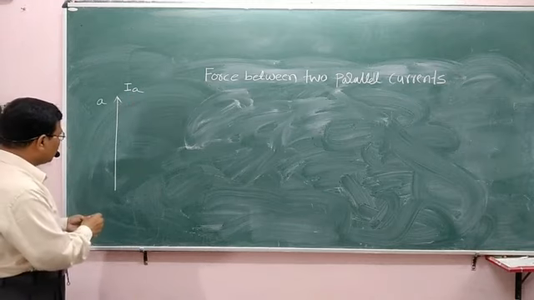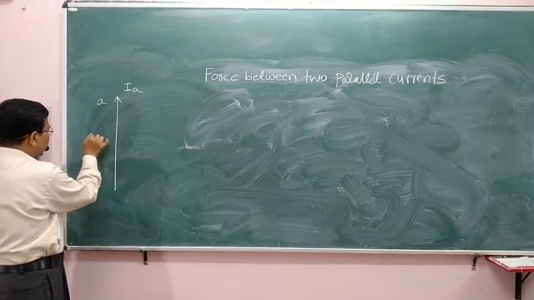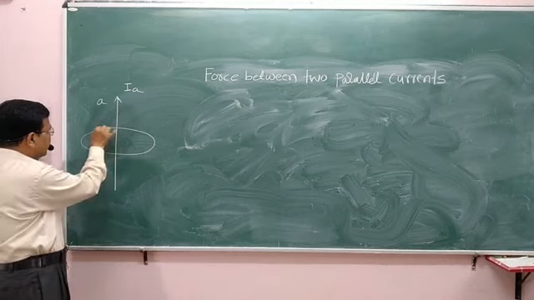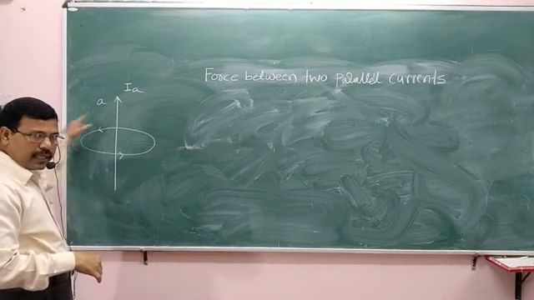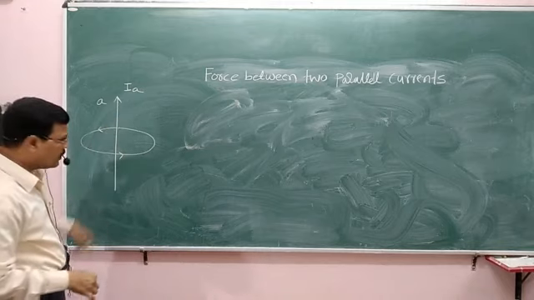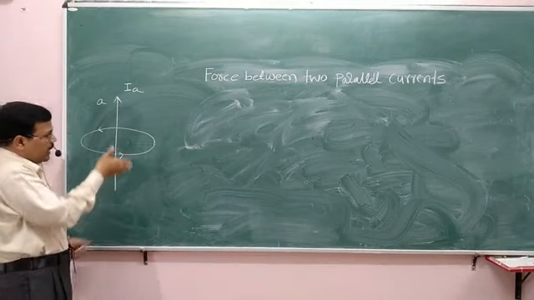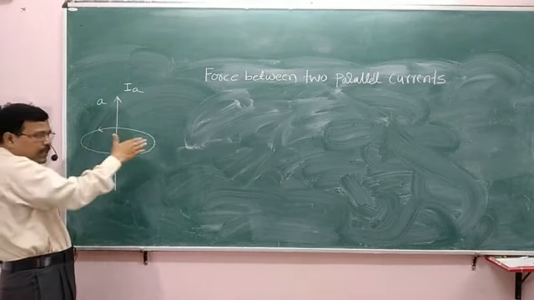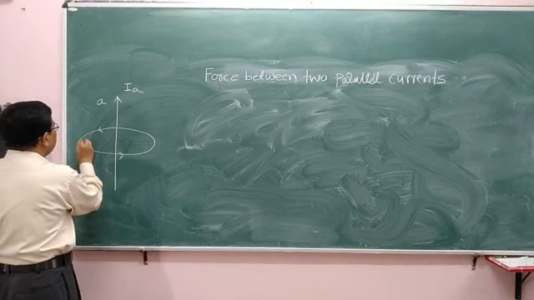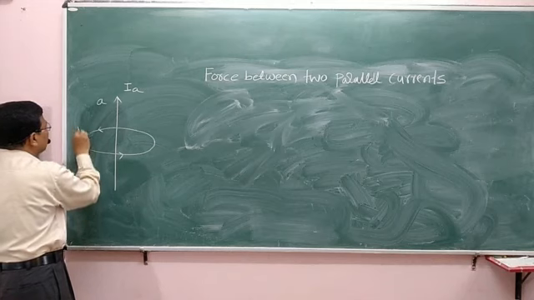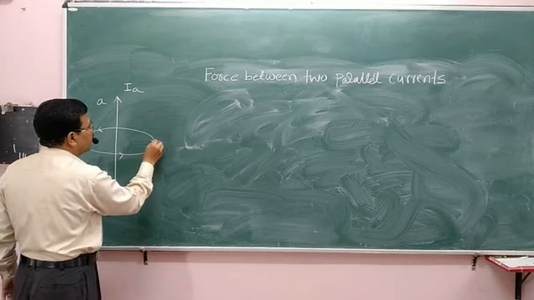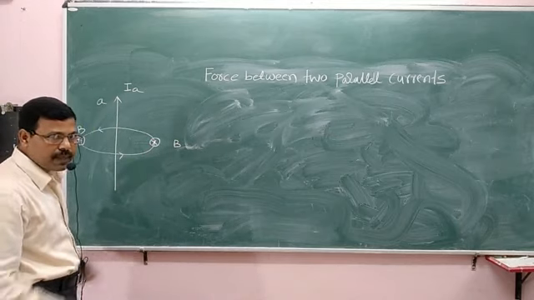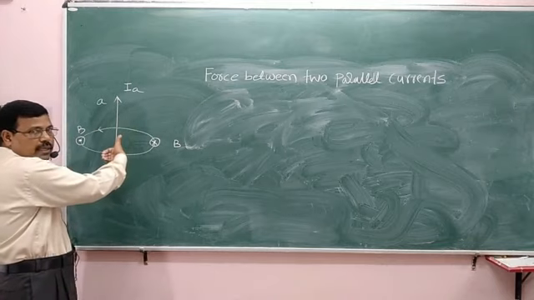By the right hand thumb rule, the direction of the magnetic field around this conductor is anti-clockwise. This is the direction of the magnetic field. Here at this point, the direction of the magnetic field is getting into the plane. Here at this point, it is coming out. Here, the magnetic field is coming out. Here, the magnetic field is getting in, by the right hand thumb rule, like this.